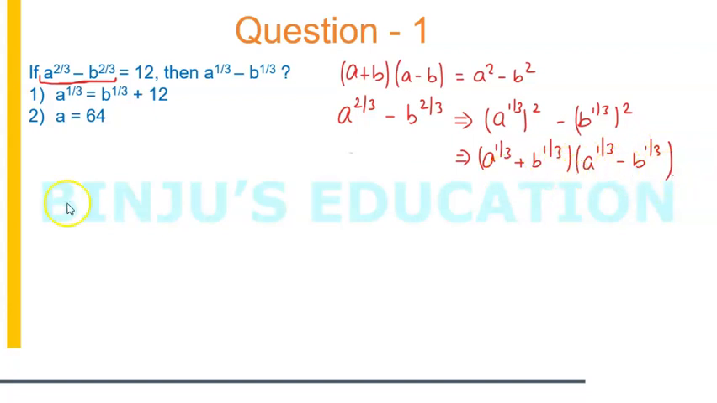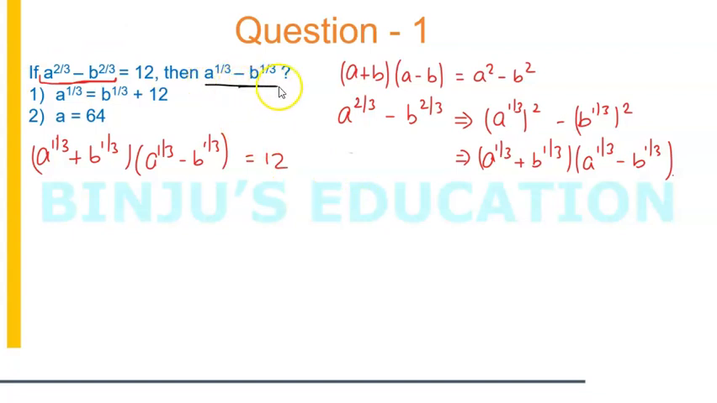which means in the question itself, the fact given to us is that a to the power 1 by 3 plus b to the power 1 by 3 into a to the power 1 by 3 minus b to the power 1 by 3 is equal to 12. This is what is given to us in the question. And what they are basically asking us is to calculate the value of a to the power 1 by 3 minus b to the power 1 by 3. That is, we basically need to calculate this value. This is what we need to calculate.